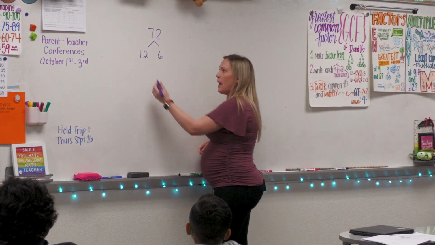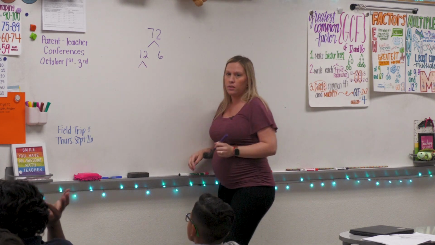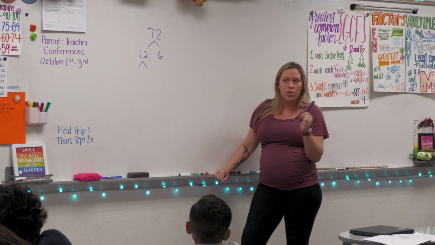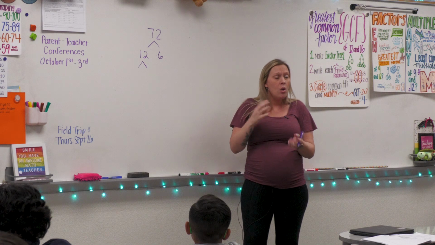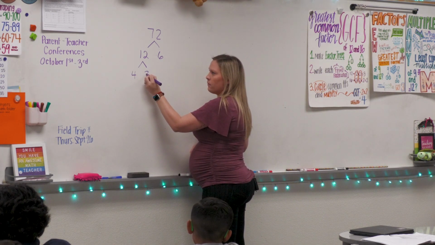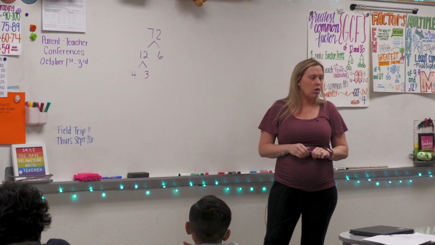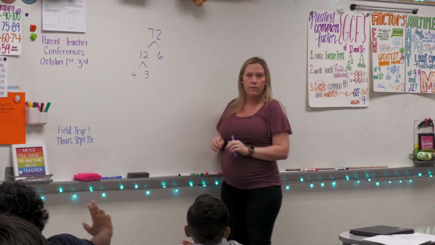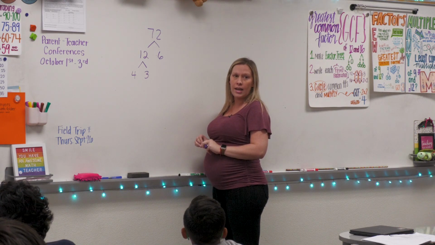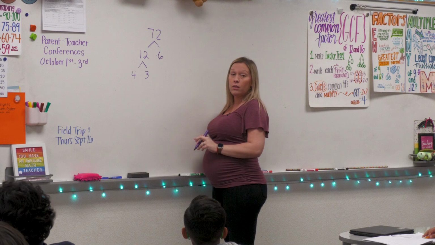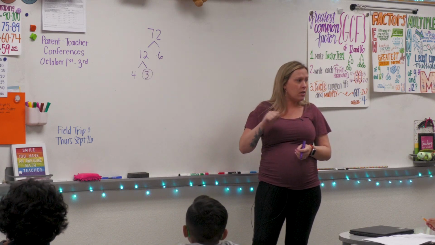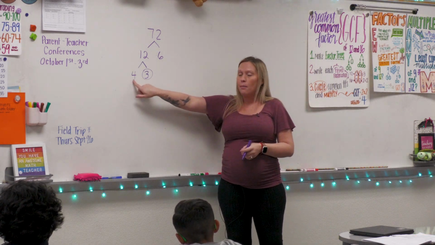Let's start with 12. How can I break down 12? 4 and 3, or 2 and 6. It doesn't matter which one I choose. I'm going to do 4 and 3. Which ones should I circle? The 3. Why? Because it's prime. I can't break that down anymore. I circle it. I'm going to go with 4.